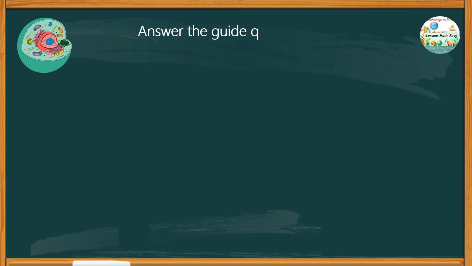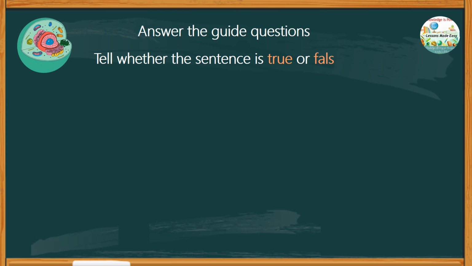Try to answer the guide questions. Tell whether the sentence is true or false. Here is sentence number 1. A plant cell has a cell wall, but an animal cell doesn't.